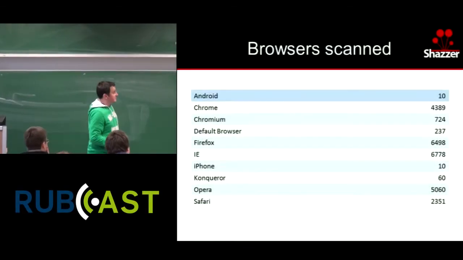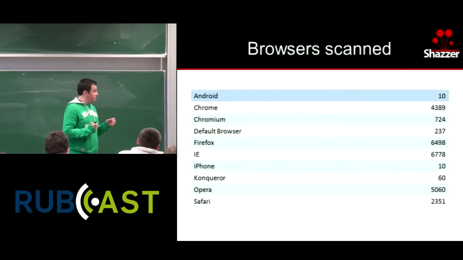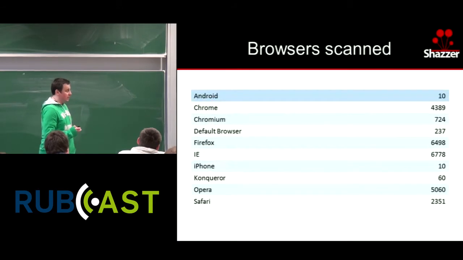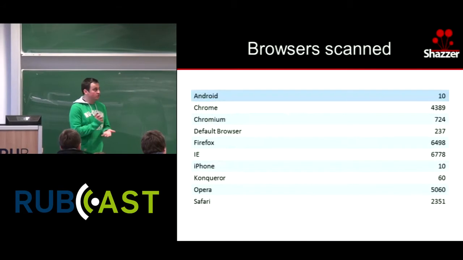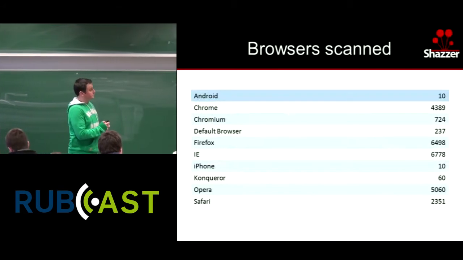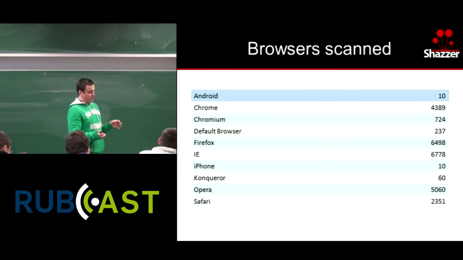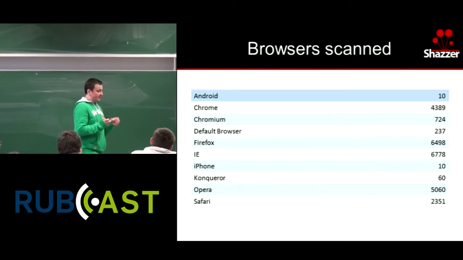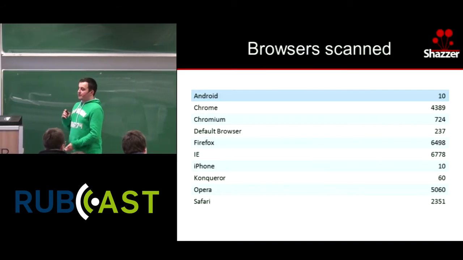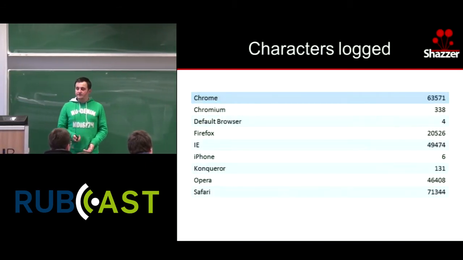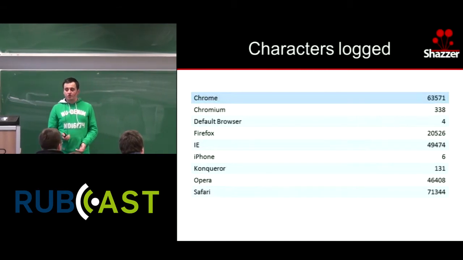So we know the browser is scanned. This data is just values. So all I've done is a simple SQL query to get the values scanned. Shazzer knows the values scanned, and it doesn't look at the actual vectors themselves. So this data isn't 100% reliable because it can't be verified. But this gives you an amount of browsers scanned and then the amount of characters logged.